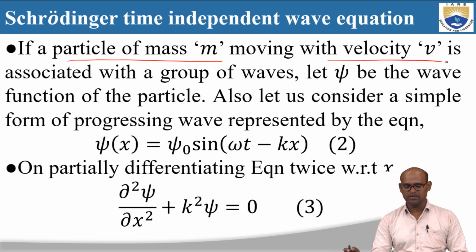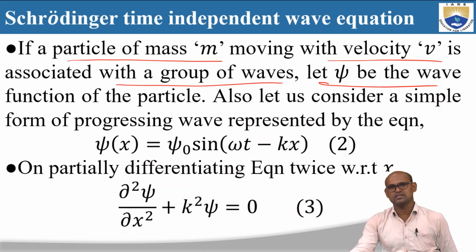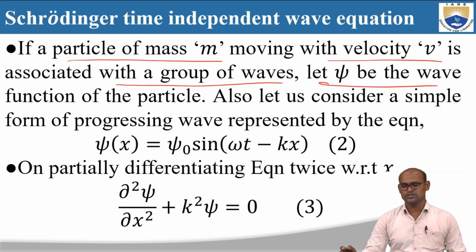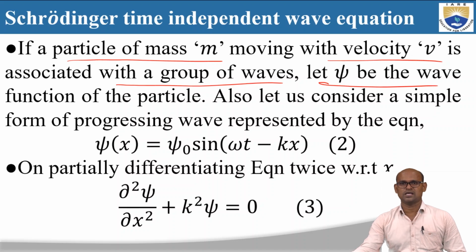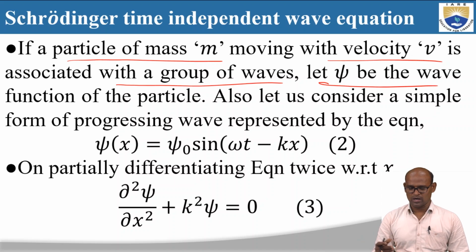moving with velocity v is associated with a wave, then psi must be a wave function of the particle. So if we are taking the electron as a particle which has mass m and velocity v, then it will behave like a wave. And to understand this wave nature, we are going to define a wave function psi. Now we do not know what form the matter wave takes, so we are going to assume that the wave function is of this kind.